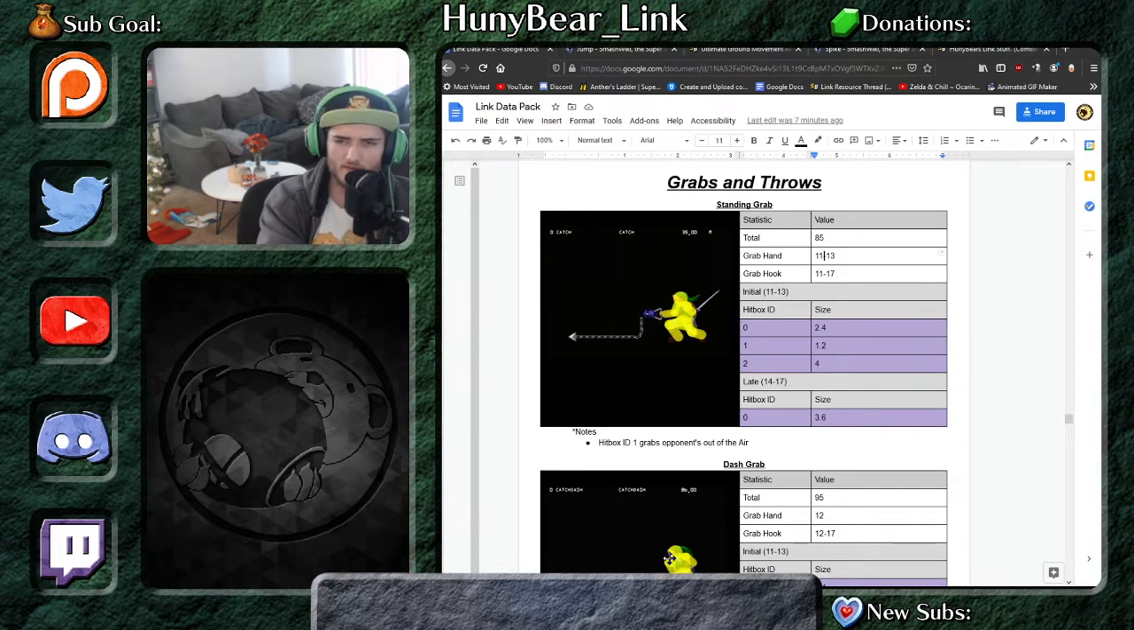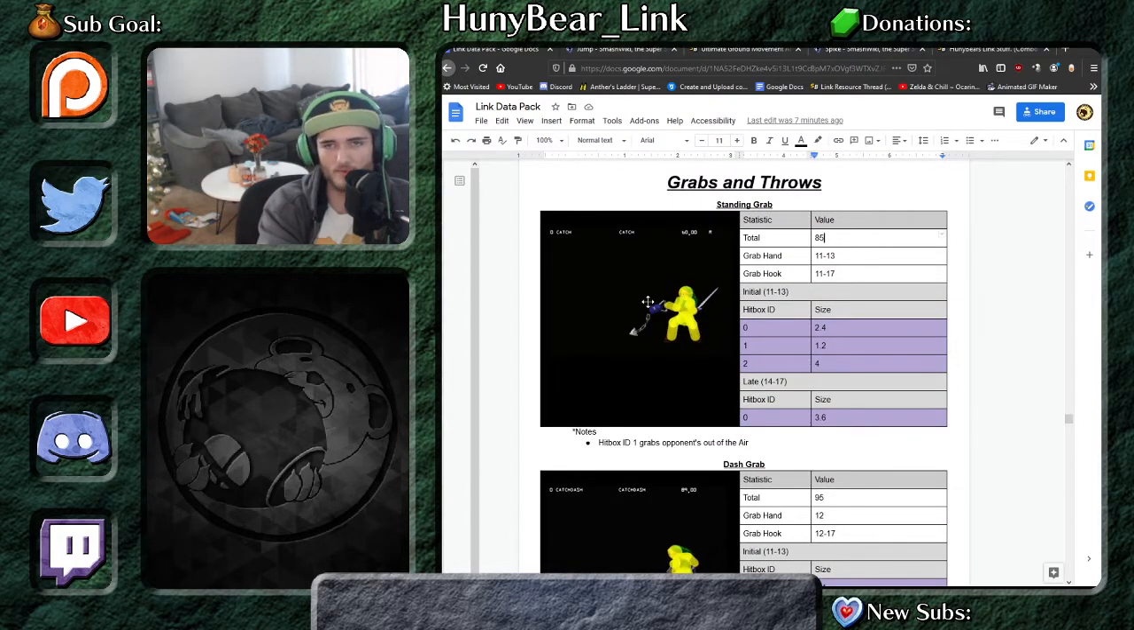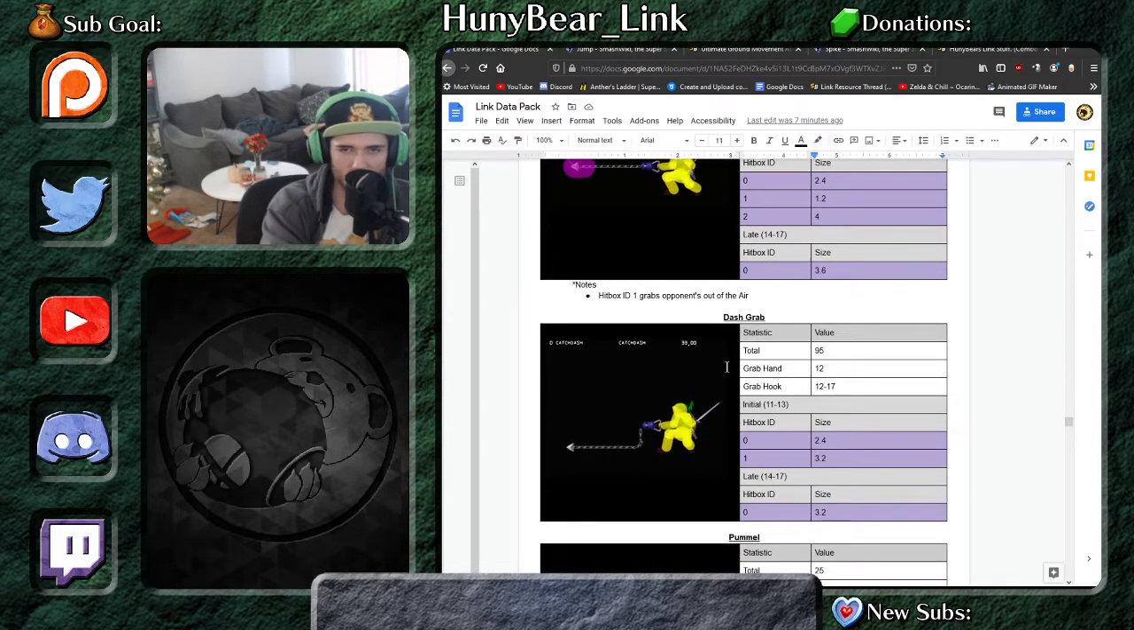So they cover the same distance, they come out the same frame, but with one you can grab opponents out of the air, and it basically takes 10 fewer frames of end lag. I would always opt for the jump cancel grab instead of dash grab. Dash grab's worthless.